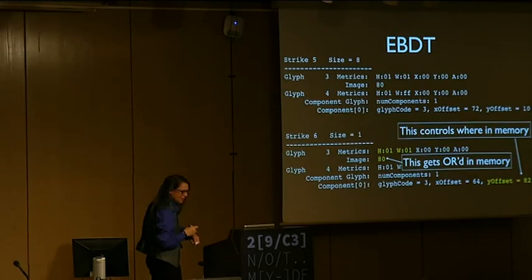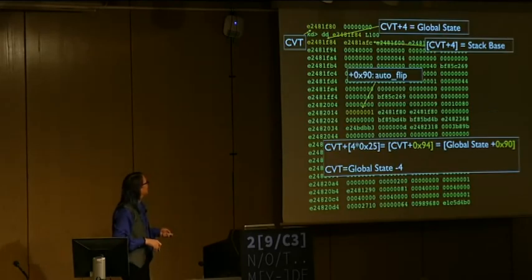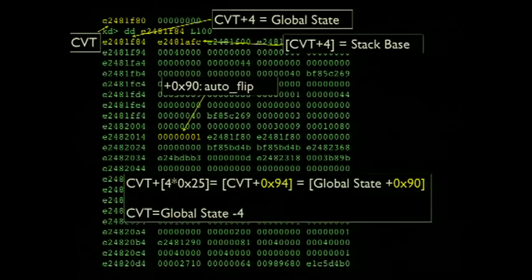I thought I actually had a slide with the number, but it's basically you multiply that times the length plus that, and that's where that byte gets ORed on top of. So okay, here's the really good part.